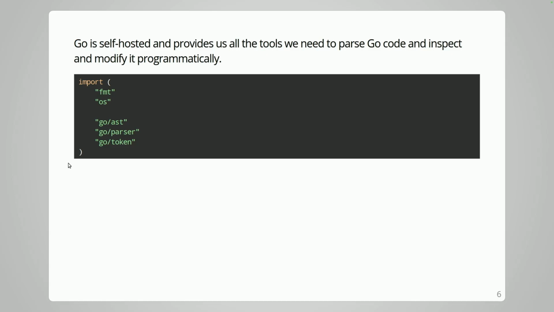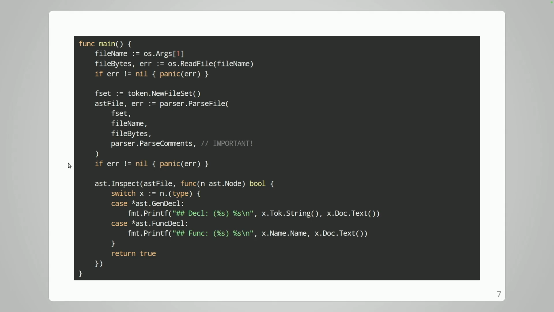So we import AST, parser, and token packages. And we write a little bit of code, right? The first bit of the code goes in and just gets the argument of the file we're going to parse, loads the file. It creates this thing called the token file set, which, again, I'm not going to care about right now. You don't have to worry about it. Something we have to build.